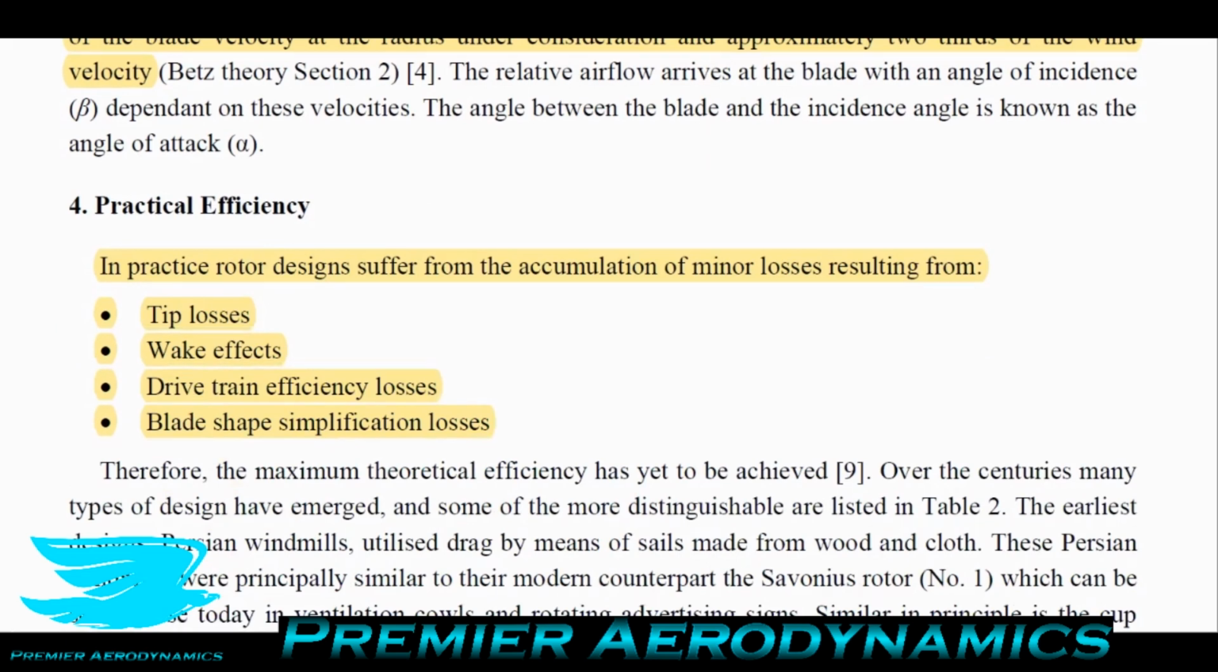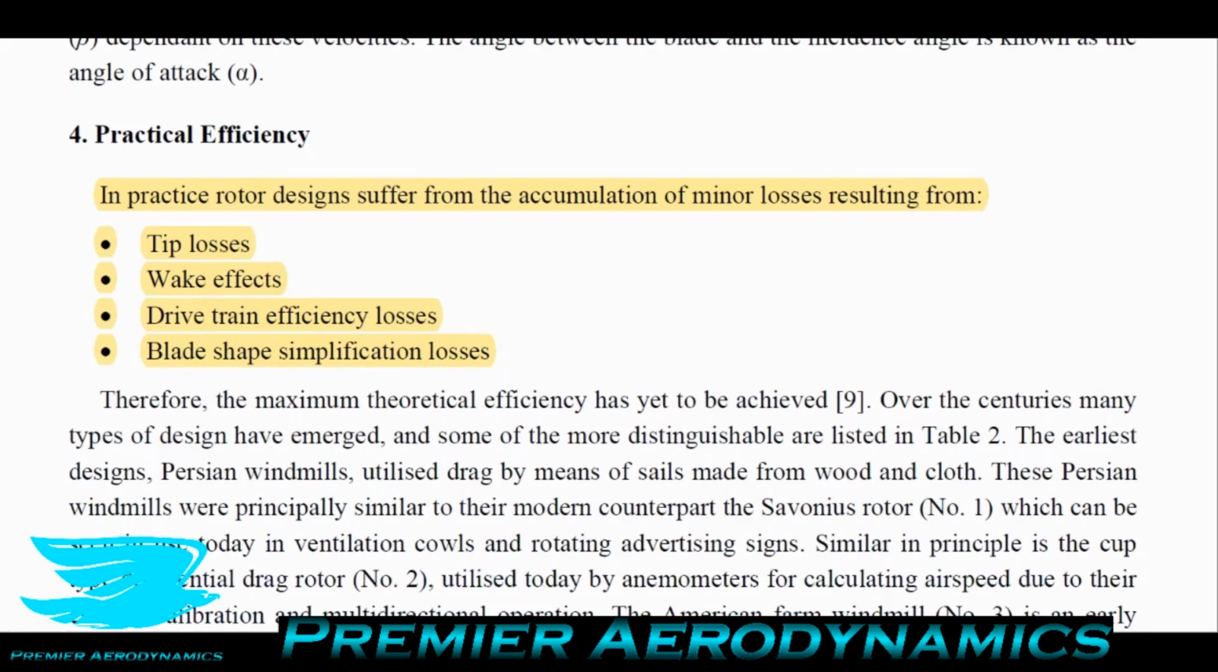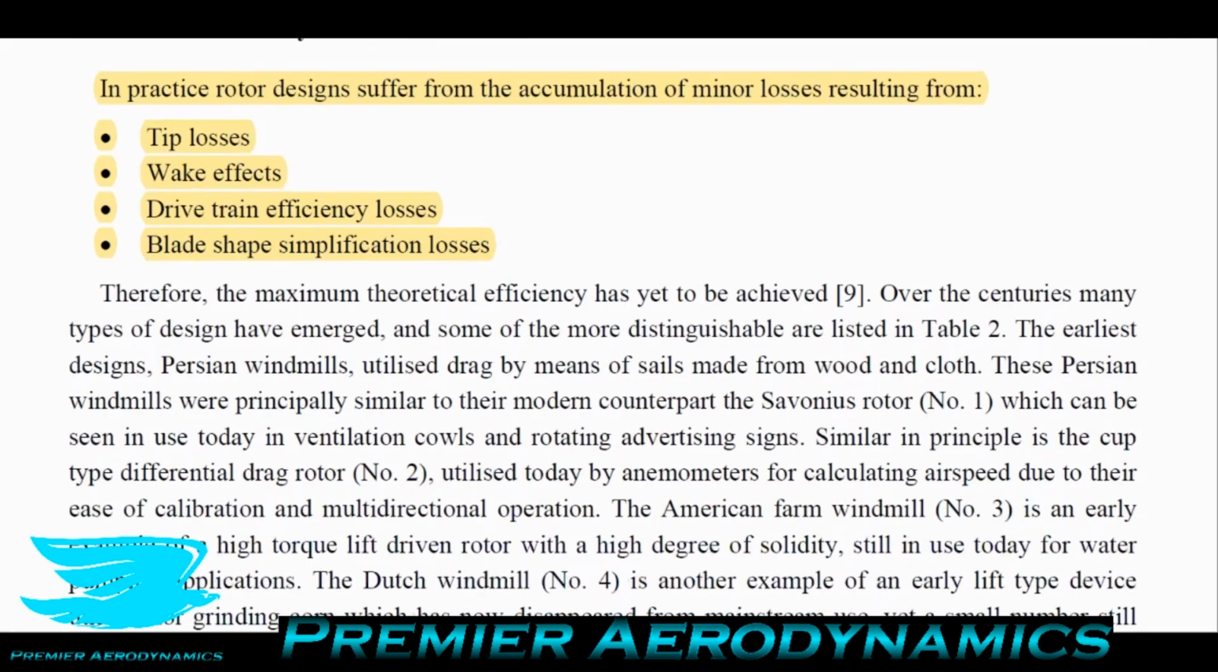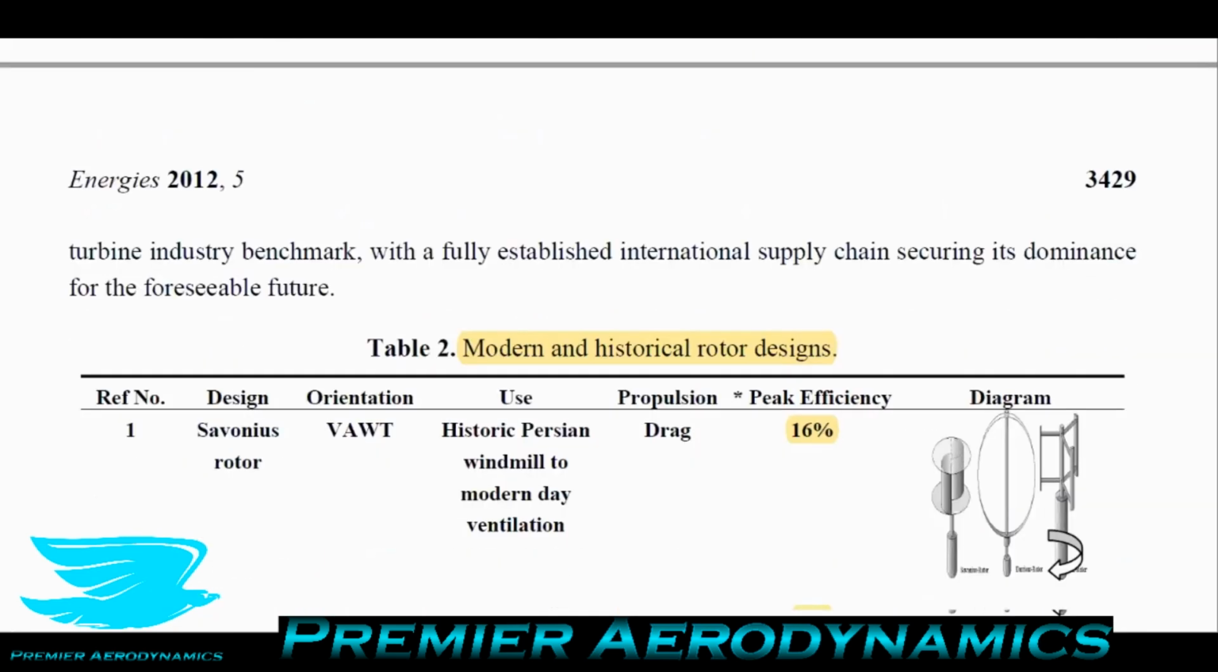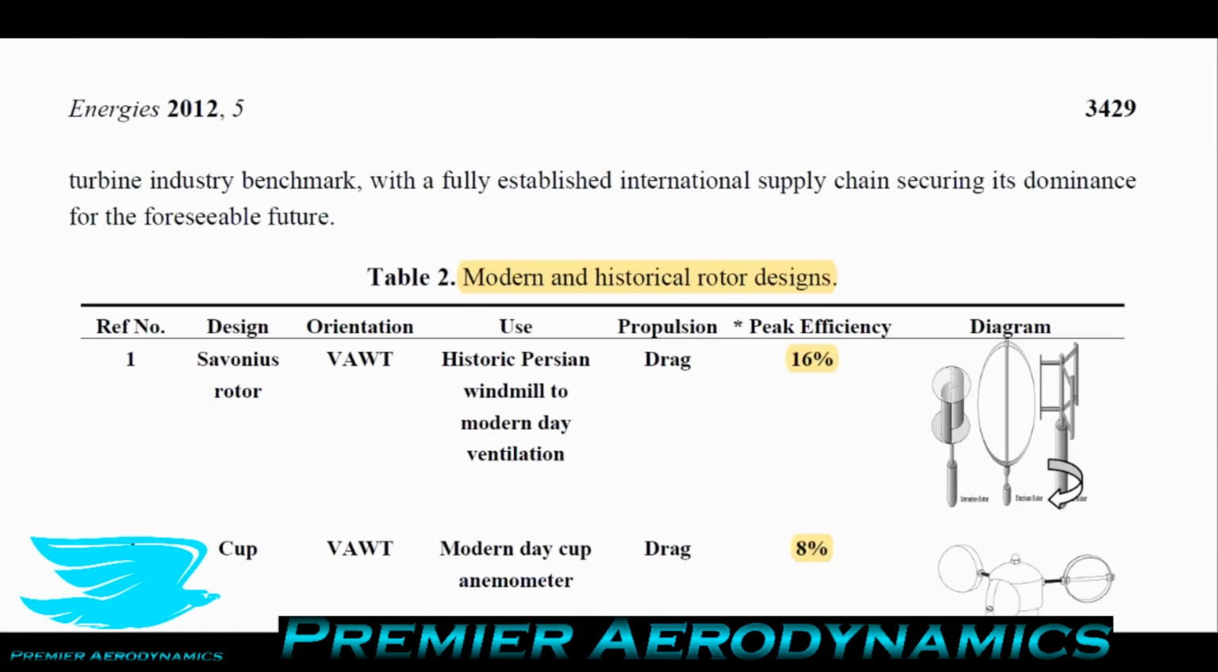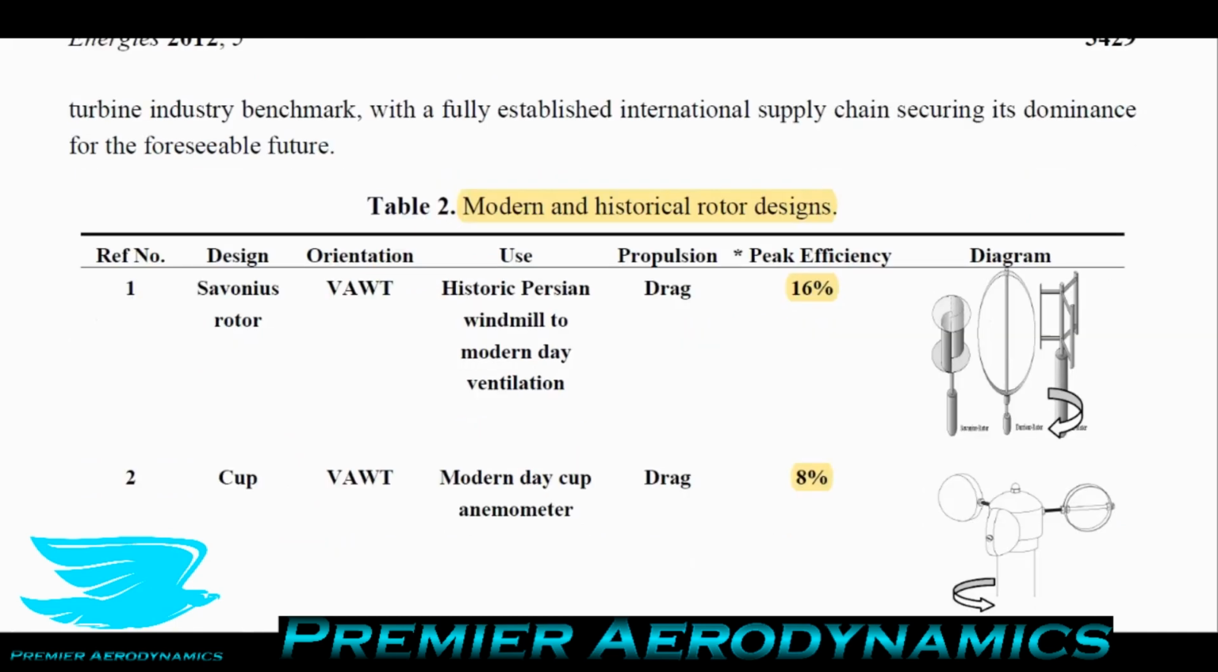In practice, rotors suffer from the accumulation of minor losses resulting from tip losses. So that's like vortex generation, akin to induced drag in aircraft, wake effects, drivetrain efficiency losses. So that's where you have the gearbox not performing properly. Well, there's obviously going to be some losses there, but if you have an inadequately designed gearbox, you get more losses. And the blade shape simplification losses. So if you know what the blade should be, but you simplify it because it's easy to manufacture, that's going to result in losses. So there's a trade-off between whether you want to have the best efficiency possible or a cheaper wind turbine. And then they have a really cool table here.